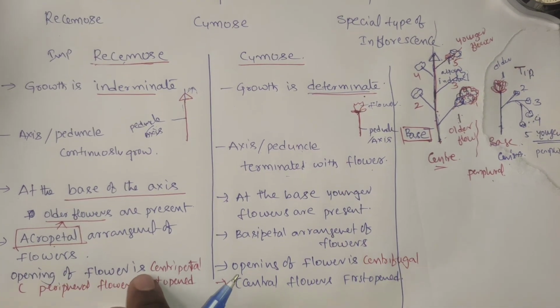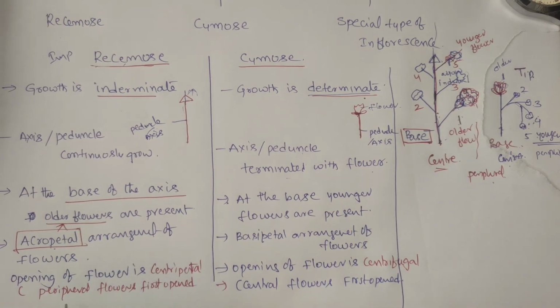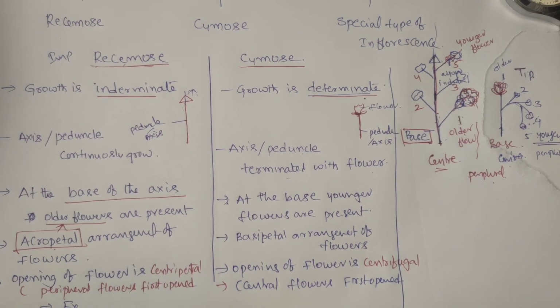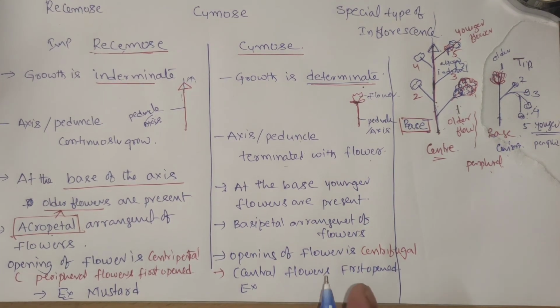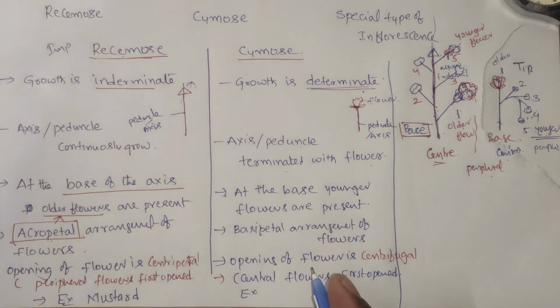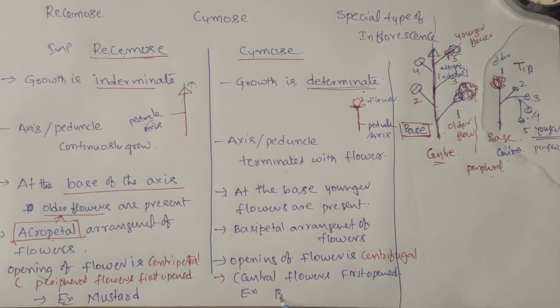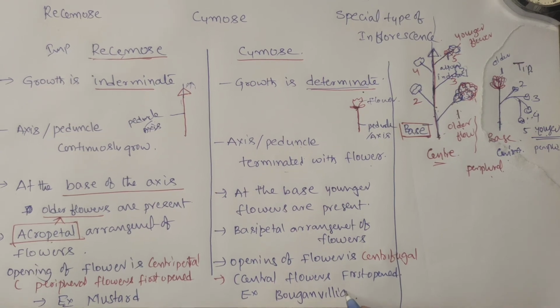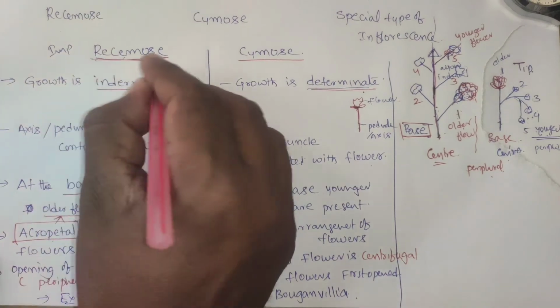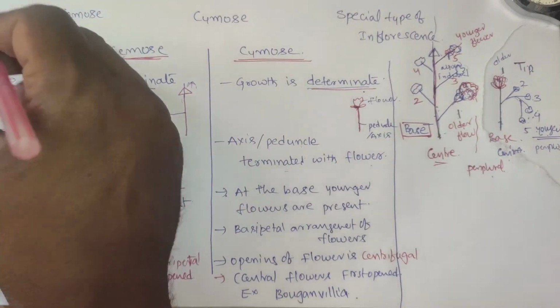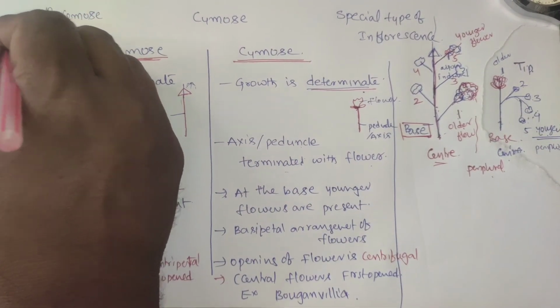An example for racemose inflorescence is mustard, and an example for cymose inflorescence is bougainvillea. So these are the differences between racemose and cymose inflorescence. This is a very important question that will be asked.